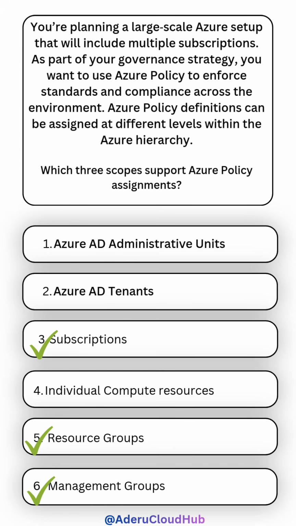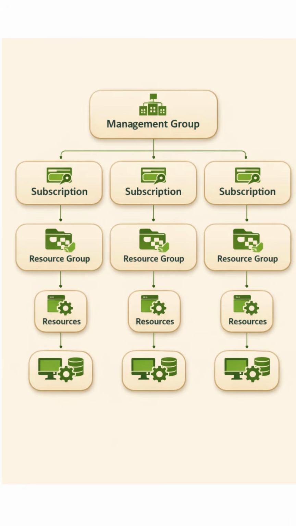So the hierarchy starts from the management group, next the subscription, next the resource group, and next the resources. The policies applied at a top level will be inherited by the downstream resources, subscriptions, or resource groups from the top level. Please find the attached reference image, which will give you an idea about how the hierarchy looks in the environment.